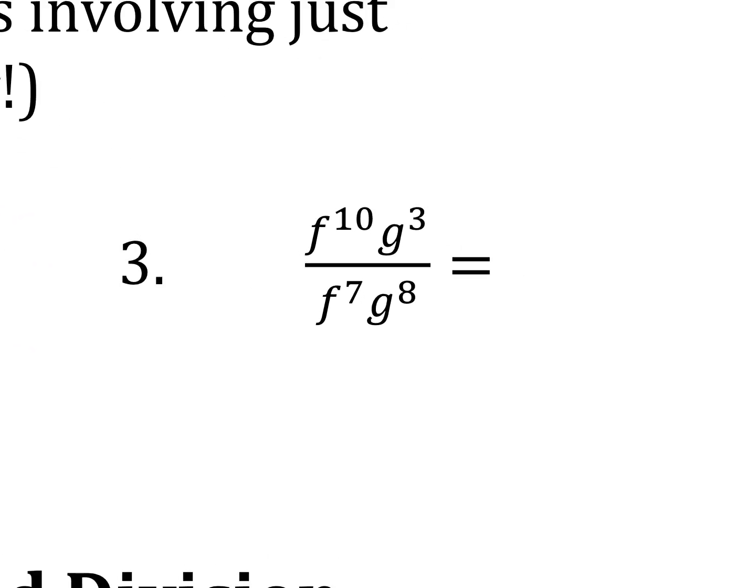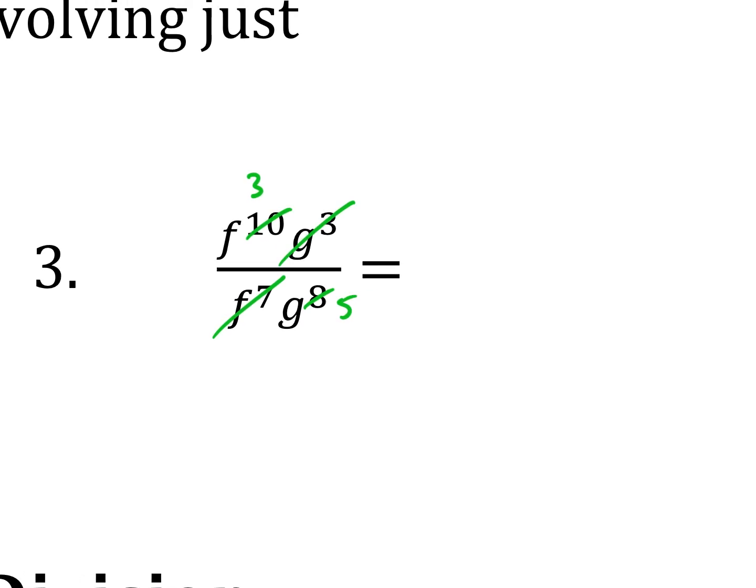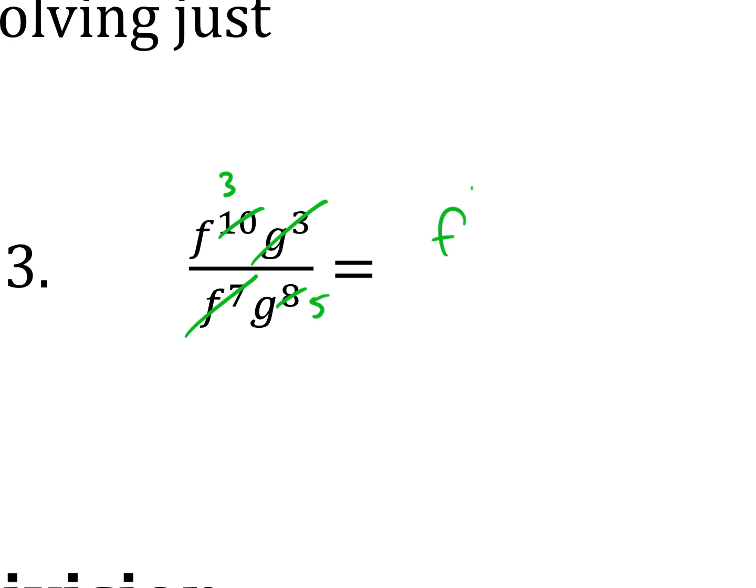Now we got kind of multiple things happening here, but it's the same process, okay? So how many f's are we going to cancel? Cancel 7. Take away 7 from 10, we get 3. Cancel 3 g's. We have 5 left in the bottom here. So now our answer is going to be f to the 3rd over g to the 5th.